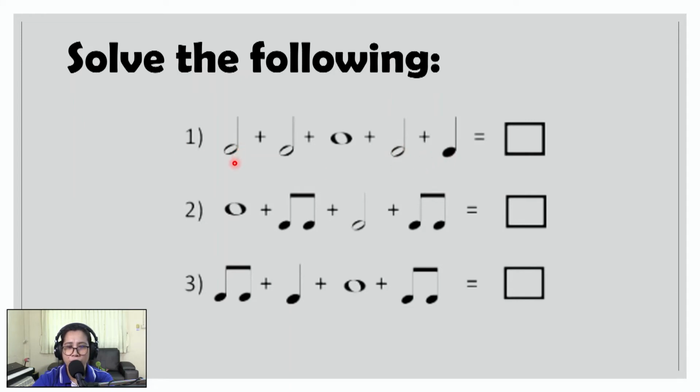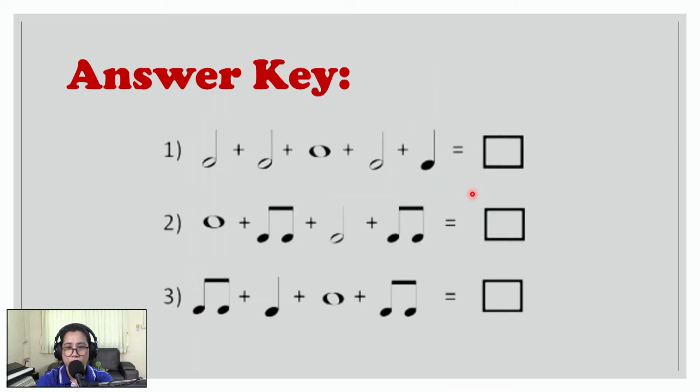A half note plus a half note plus a whole note plus a half note plus a quarter note. Okay, this is 2 plus 2 plus 4 plus 2 plus 1 equals. Okay, there we go. So we have 2 plus 2 plus 4 plus 2 plus 1 is equal to.